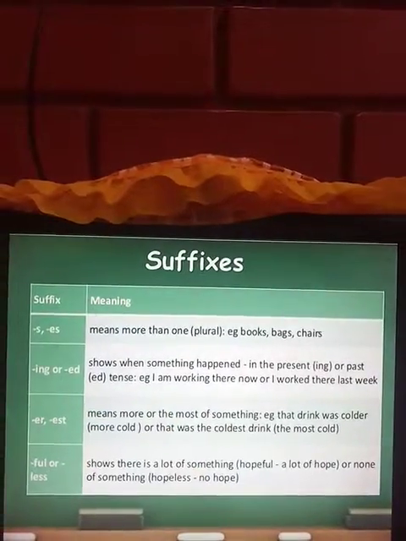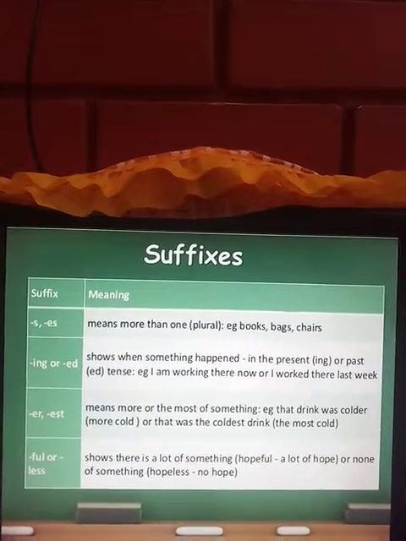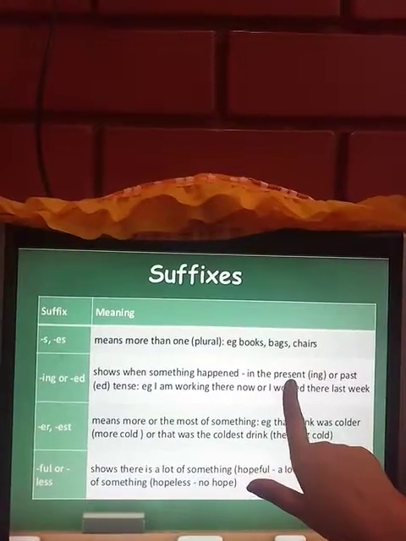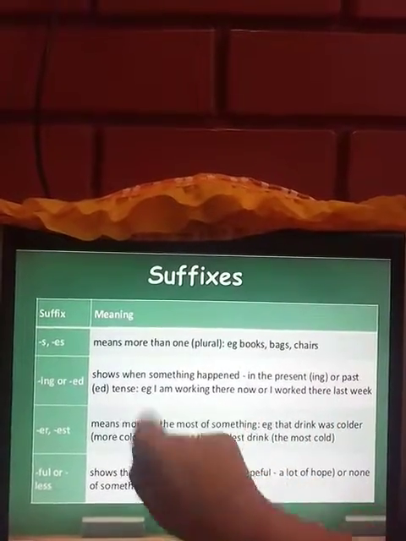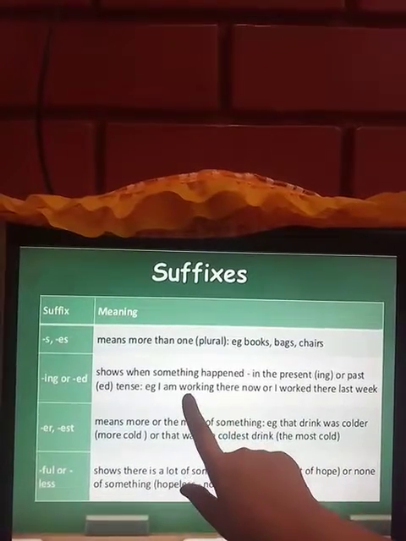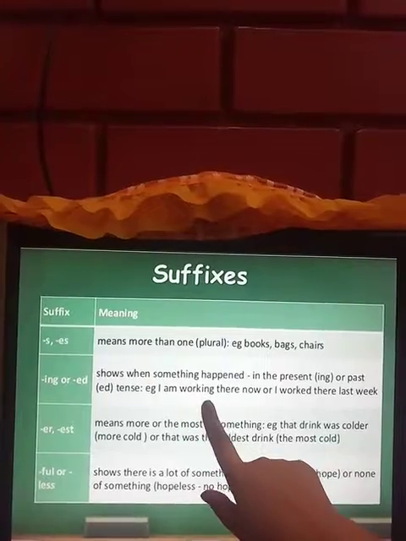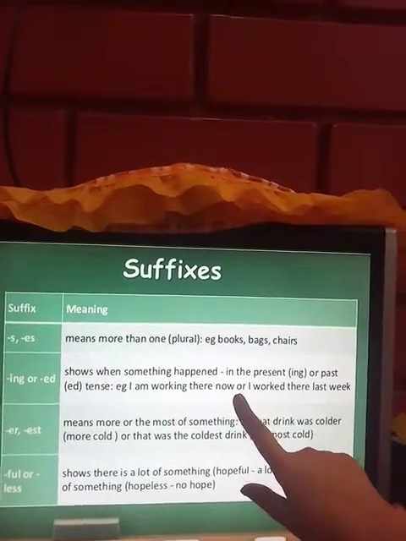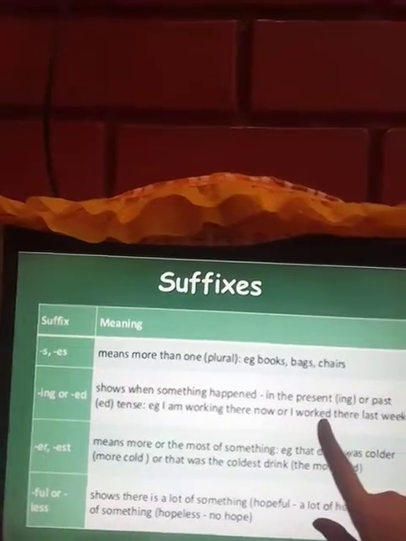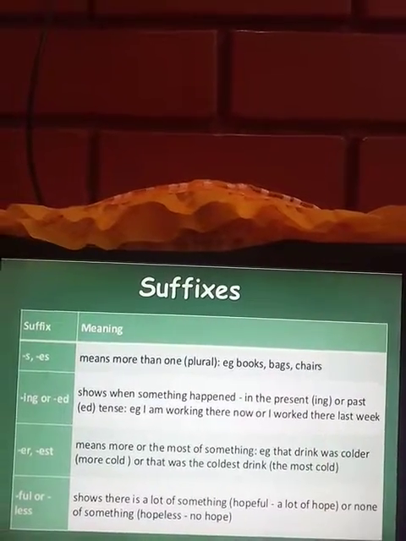Ing or ed shows when something happened, in the present, ing, or past, ed. Example, I am working, work plus ing, working, here now. Or I worked, work plus ed, worked, here last week.